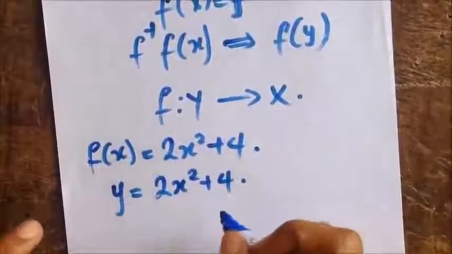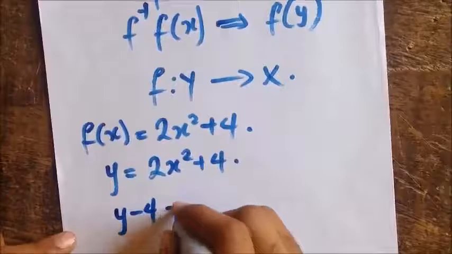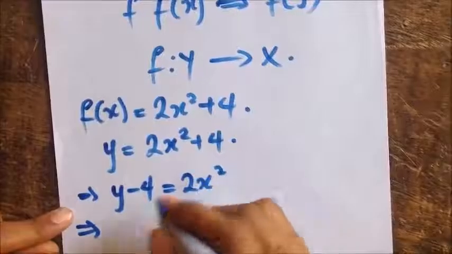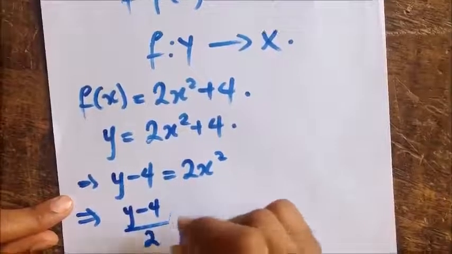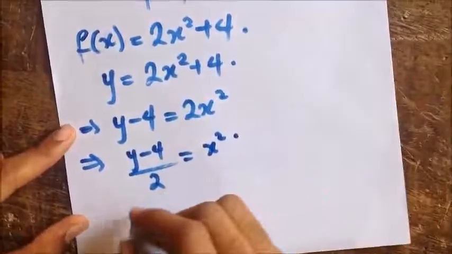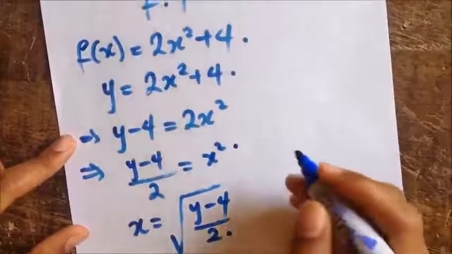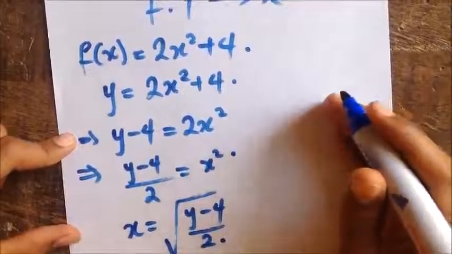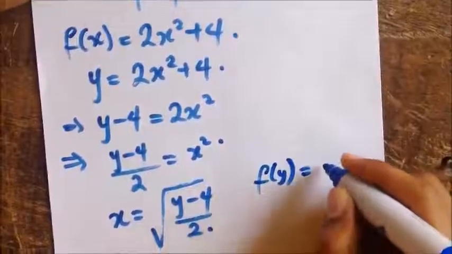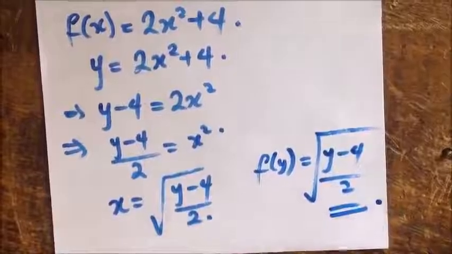Quite simply, how we do that here: I move my 4 to the other side. This is y minus 4 is equal to 2x squared. The next step I take, I divide through by 2. So this is y minus 4, divided by 2, is equal to x squared. Then if I take the square root of both sides, my x is quite simply the square root of y minus 4 divided by 2. So this function now is the inverse of f of x, meaning f of y is equal to the square root of y minus 4 divided by 2. This is the inverse of this function.